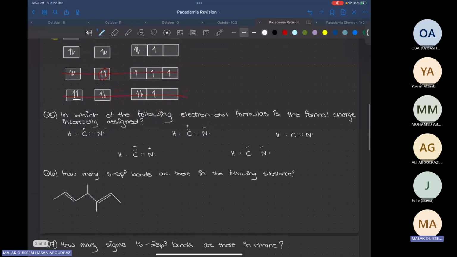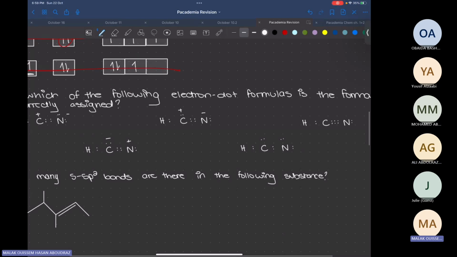Okay. Yes. All right, now question number 5. In which of the following electron dot formulas is the formal charge incorrectly assigned? Does anyone here not get how to do the formal charge questions? Can somebody tell me what's the formula for formal charge?